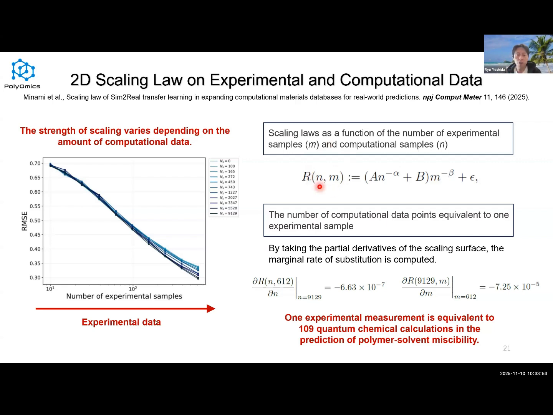Then we take the partial derivative with respect to the increase of samples from the simulation and experiments, respectively, and take the ratio. In this way, we can evaluate the marginal rate of substitution between the experiments and the simulation, and then the number of computational data points equivalent to one experimental sample. For example, in the prediction task of polymer-solvent miscibility, one experimental measurement was evaluated to be almost equivalent to 100 quantum chemistry calculations. So in this way, we can evaluate the value of data from the computer simulation and the real-world system as well.